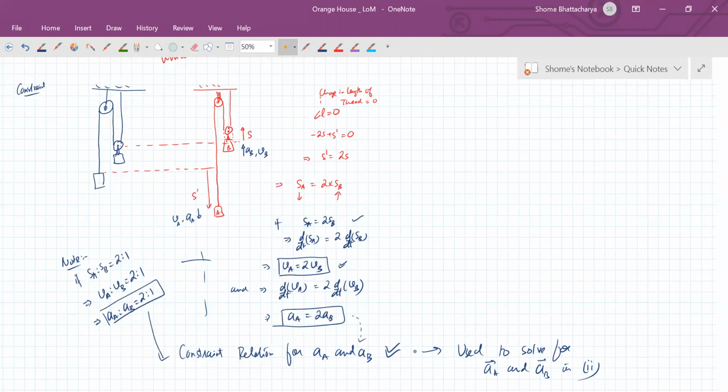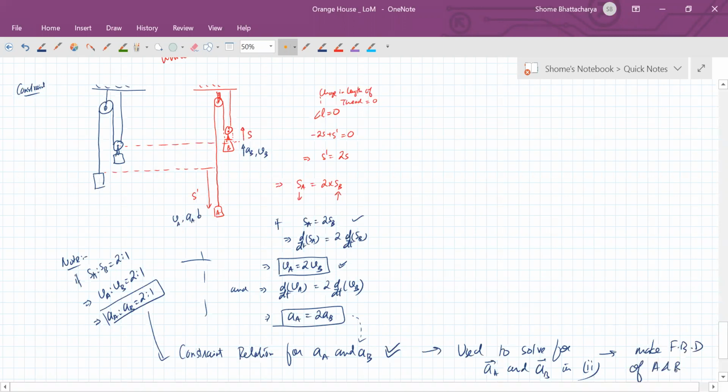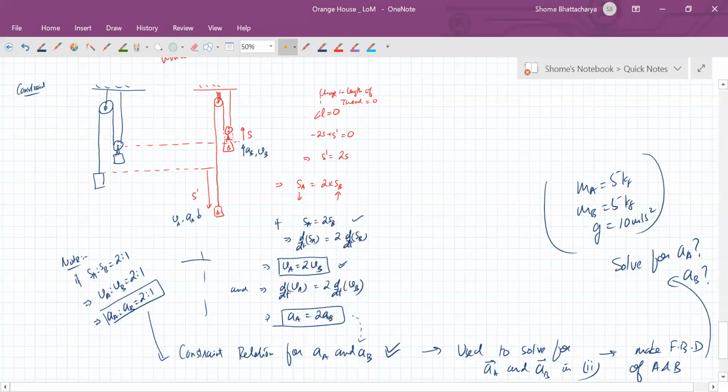So next step, now make the free body diagram and find out their accelerations. Okay, so make free body diagrams of A and B and then solve for accelerations. In those free body diagrams, make sure you take mass of A is 5 kg, mass of B is also 5 kg, and acceleration due to gravity is 10 meters per second square. So use these values along with this relation now.